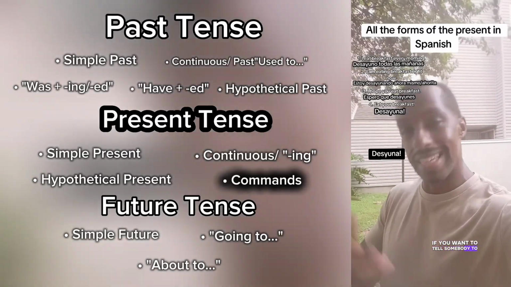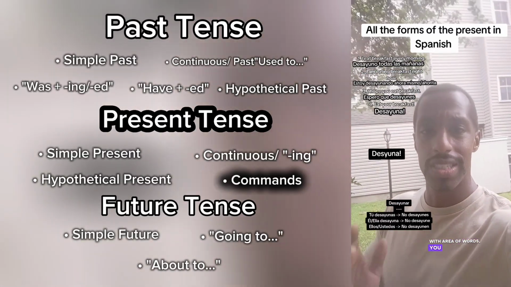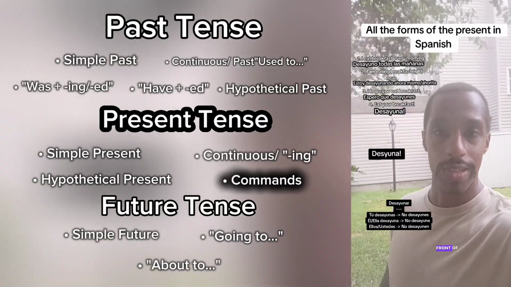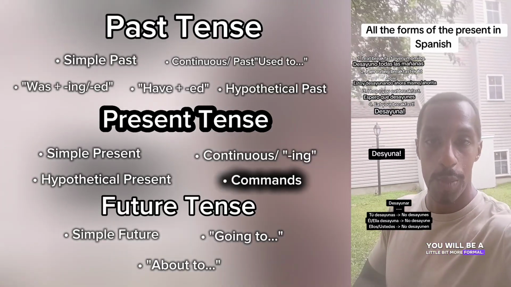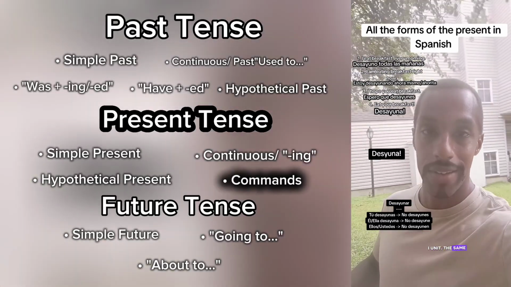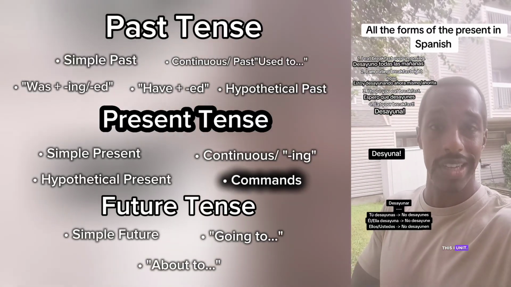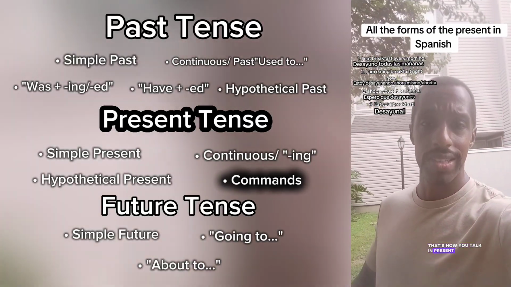If you want to tell somebody to not do something, with AR verbs, you just change the A to E, you use the tú form, and you put no in front of it. No desayunes. It will be a little bit more formal: no desayune. And same thing if you're talking to multiple people. Simply put a no in front of the plural form. No desayunen. So yeah, that's how you talk in the present in Spanish.